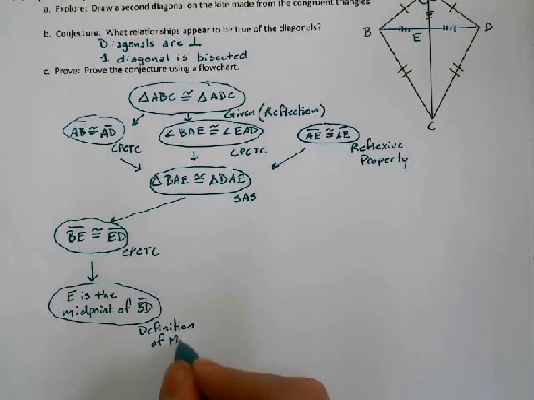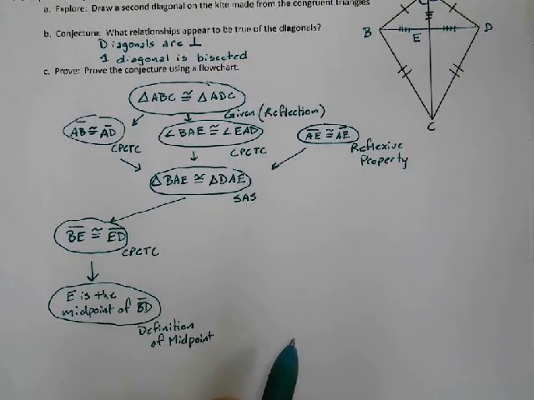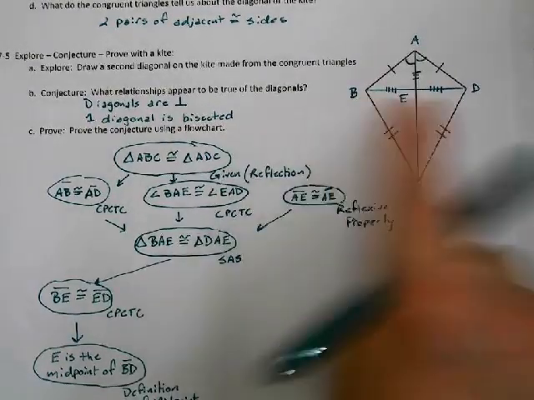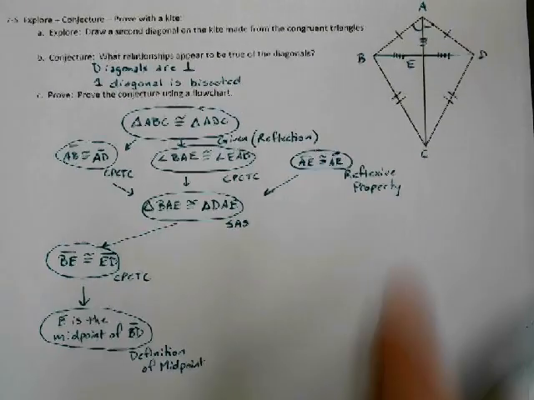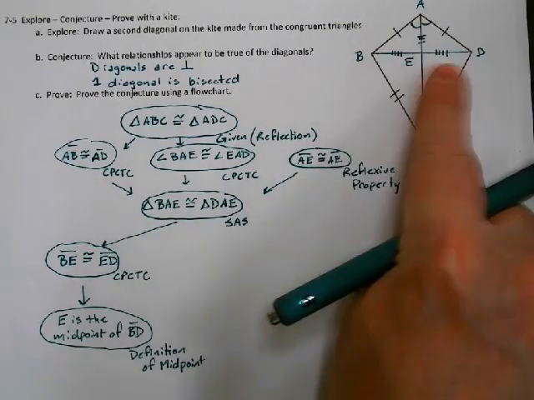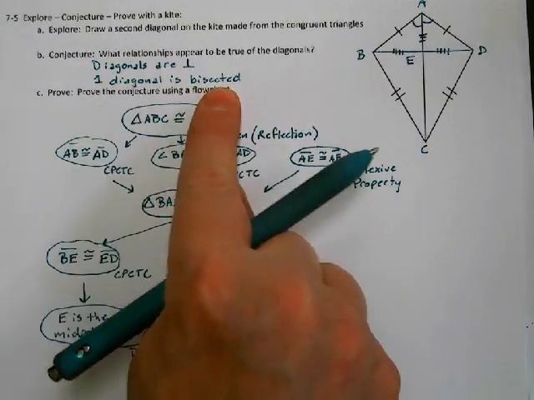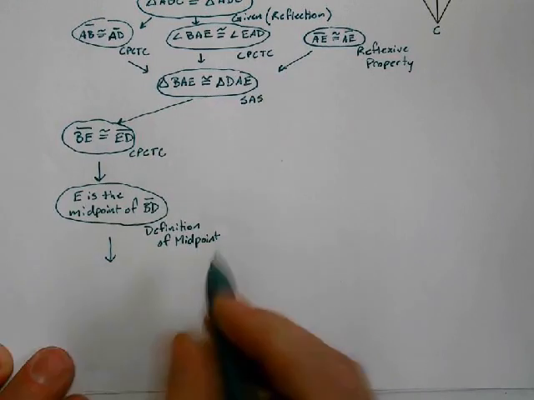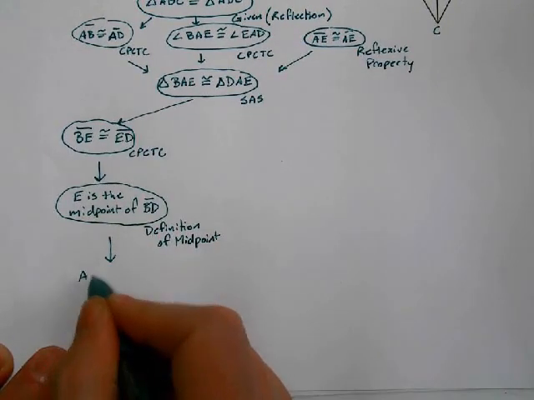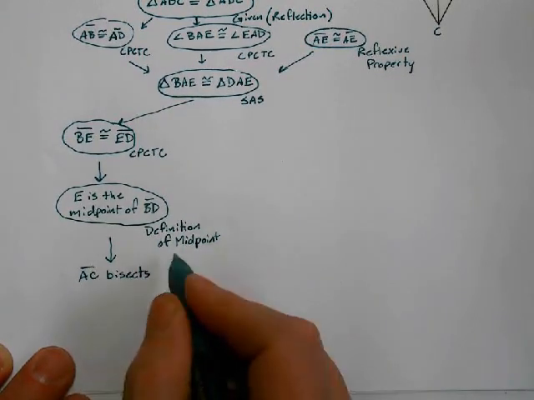And lastly, we can say that this line is bisecting this line because a bisector goes through the midpoint. So this line is going through the midpoint of this line, so that means it's bisecting it. So we were right. One diagonal is bisecting the other one because it's going through the midpoint. So my last statement is that AC bisects the other diagonal. What did we call it? BD. And that's just the definition of a bisector.